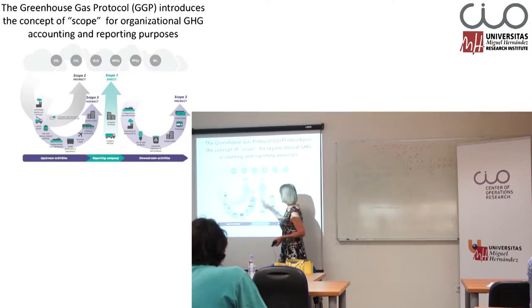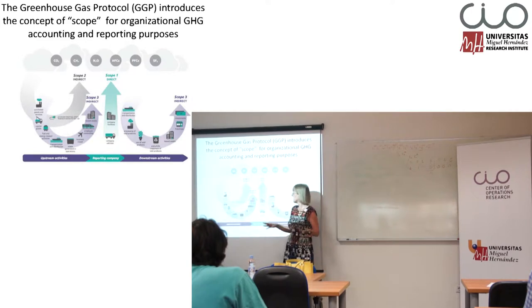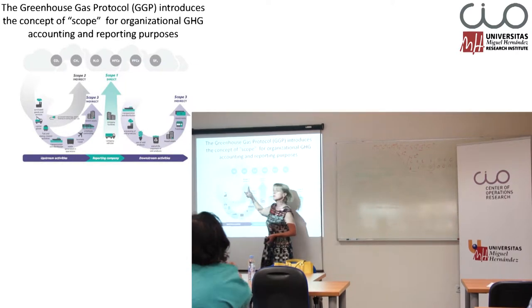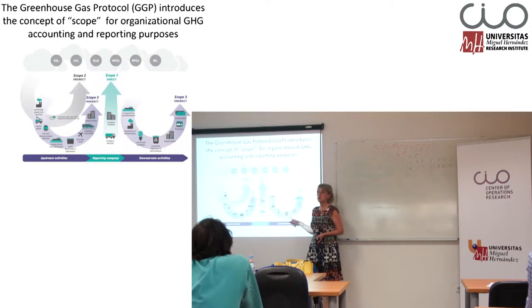So everything else, the operation of offices, heating, cleaning, all the emissions generated in running the school, let's say, would be included in scope one emissions. Scope two would be just electricity-based emissions. And then scope three would be all upstream and downstream emissions.